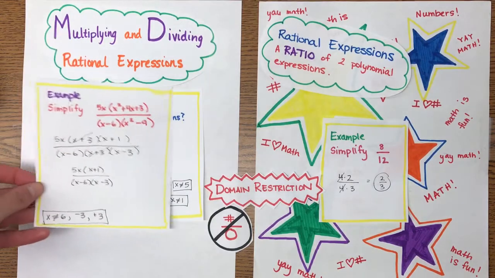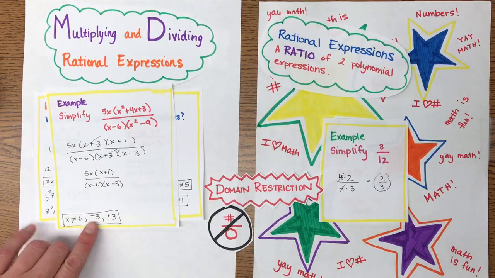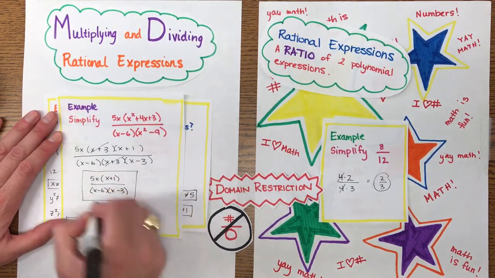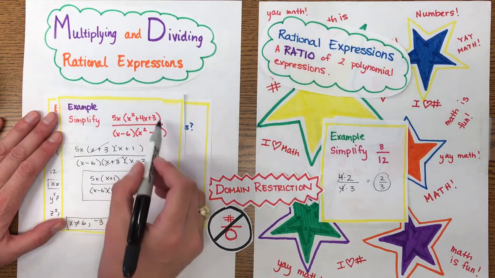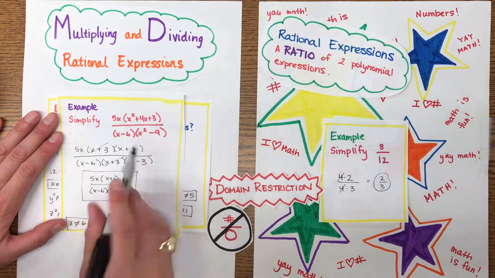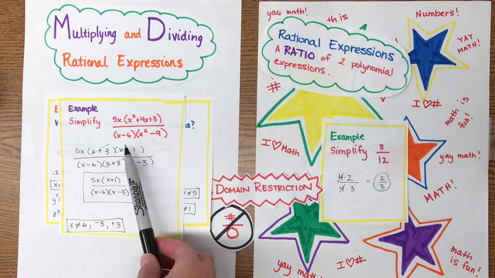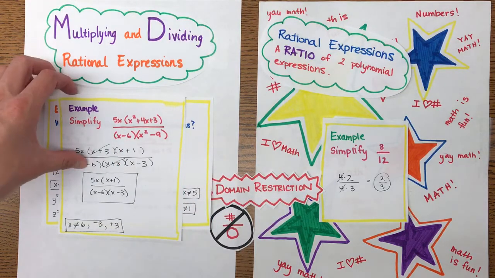So in this example where I simplified, the domain restrictions hold even for my simplified equation. Because this equation is a simplified version of this, but when I check values to see if I make a true statement or if I have the same quantity or the value is the same, I have to go back to the original expression.